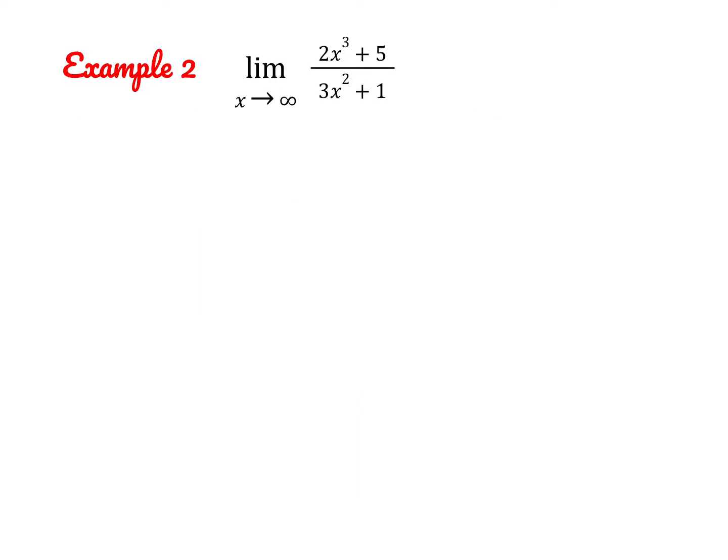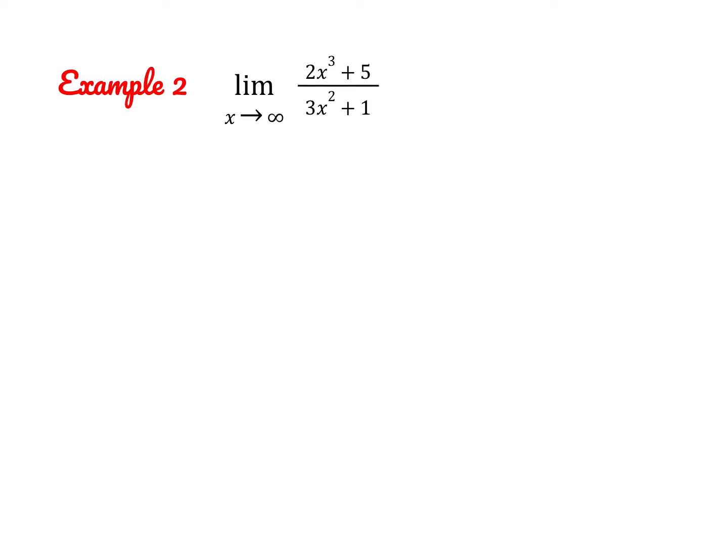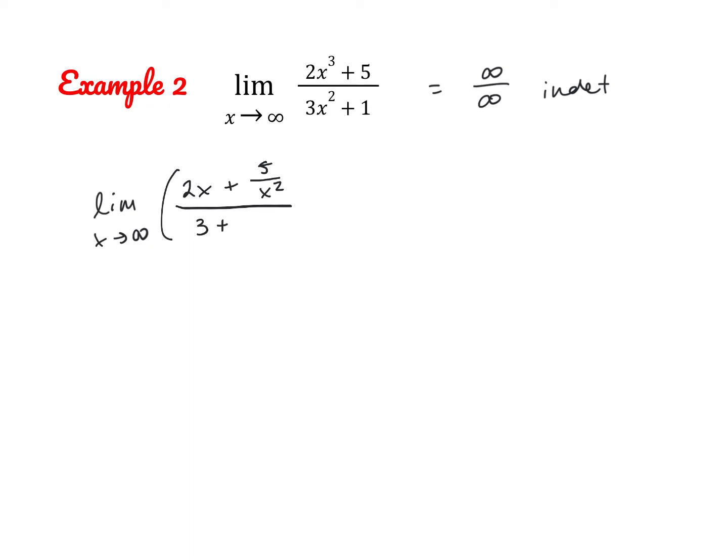All right, let's give this next one a try together. If we just use direct substitution, we will end up with infinity over infinity, which again is that indeterminate. So we need to divide everything in the numerator and denominator by the largest degree of our denominator, which is x squared again. I'm going to do this while simplifying. If I divide this term by x squared, we're just left with 2x, and then plus 5 over x squared. And in our denominator, we would have 3 plus 1 over x squared.